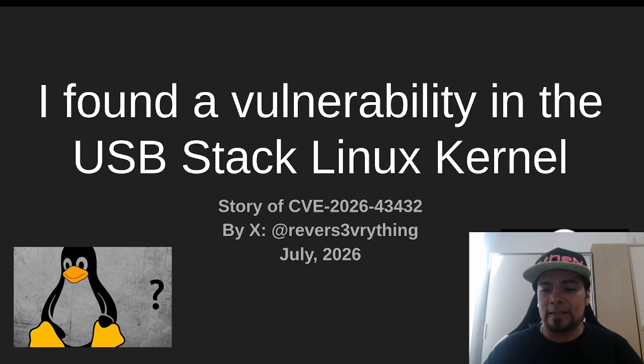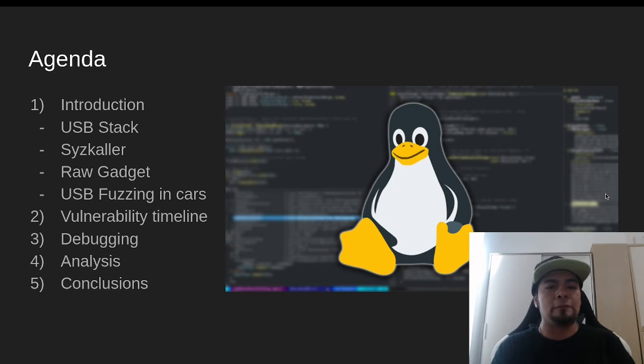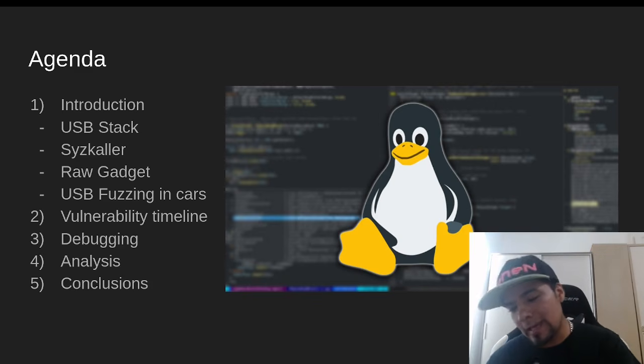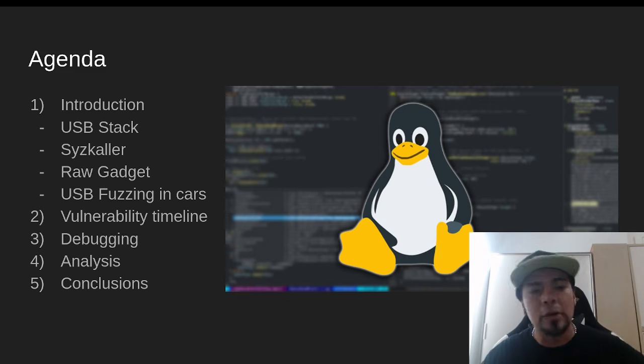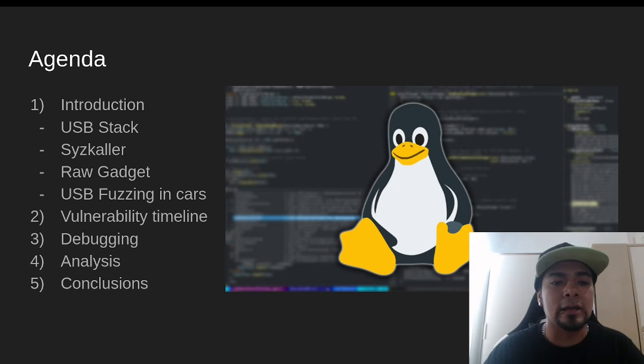All right, so let's start, guys. There is a lot of information. First of all, we're going to check the USB stack, its parts, in a very fast way, and Syzkaller also in a very fast way, because honestly it would take one entire video about Syzkaller, one entire video about Raw-Gadget, one entire video about USB fuzzing in cars, and so on. So I'm just going to pass through very fast, but of course you're going to understand at an overview level, not in depth. I'm going to cover the vulnerability timeline, debugging, analysis, and conclusion.